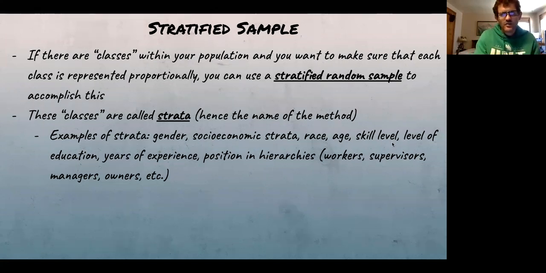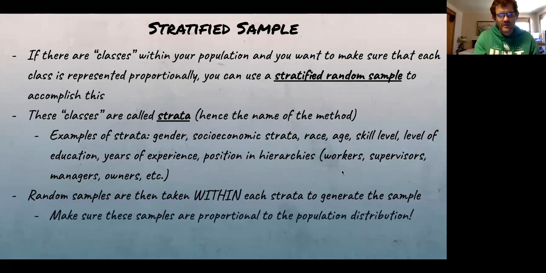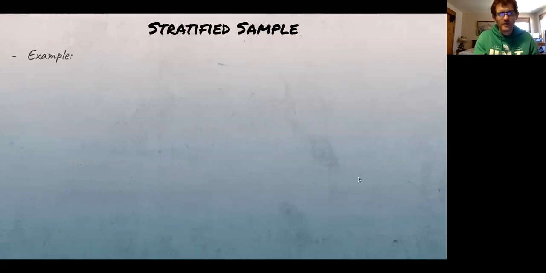So there are all kinds of strata you could split this up on, but keep in mind, when you're doing sampling, you're not always sampling and surveying people. It could be trees in a forest. So you might stratify based on the age of the tree. So keep in mind there are strata for different types of survey subjects. Random samples are taken within each stratum to generate the sample. That would still be random number generation, but you would want to make sure that the samples are proportional to the population distribution. And here we're going to look at an example of that.